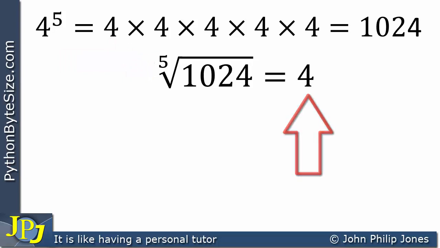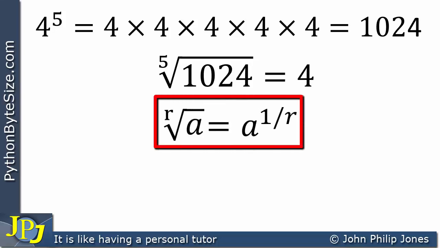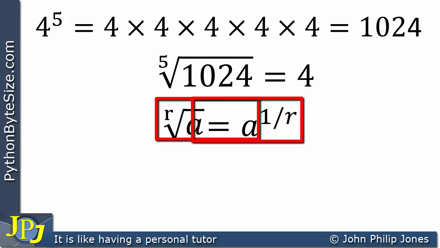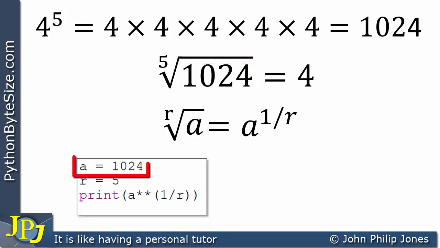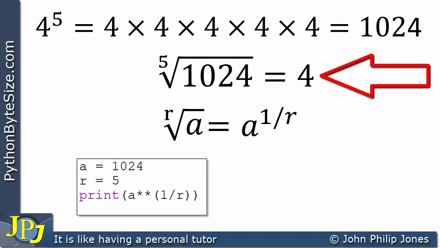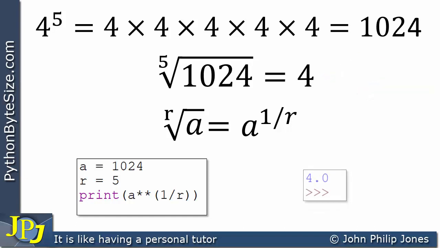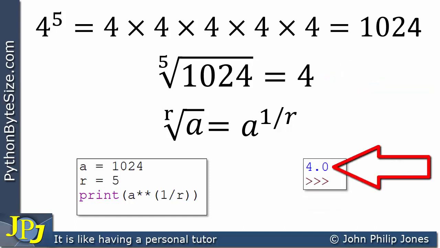Let's just make sure we can remember the general case, which I'm showing coming into view here. You can see that this general case means that the r will be picking up this value of 5, and this a will be picking up this value here. So if I look at a Python program now, as shown here, you can see I've made a equal to 1024, and I've made the r equal to the 5. Now if this program works, it should give us the value of 4 that we showed on this line. So let's have a look and see what we get. And you can see indeed we do get 4.